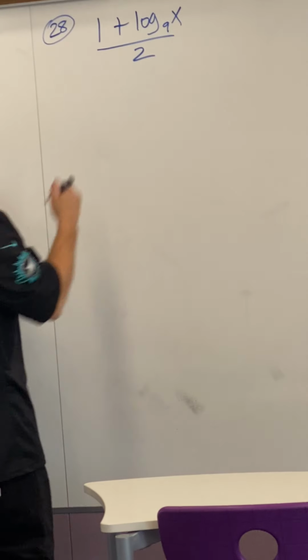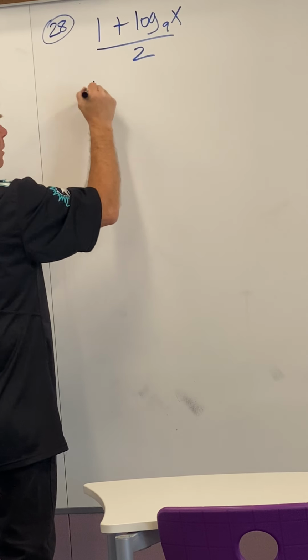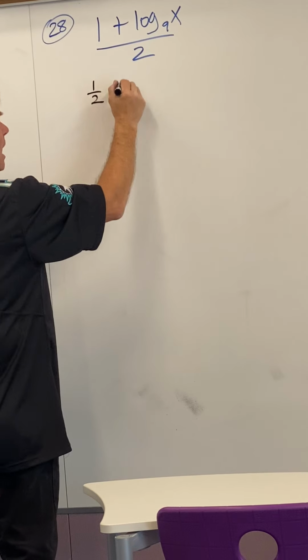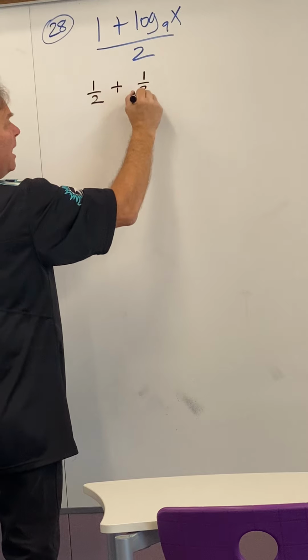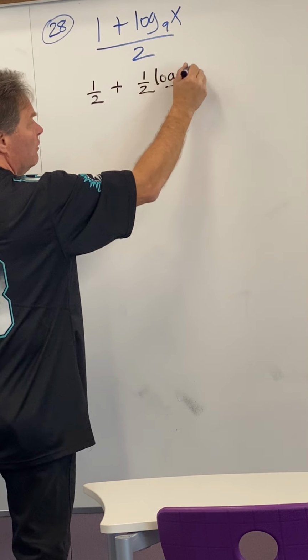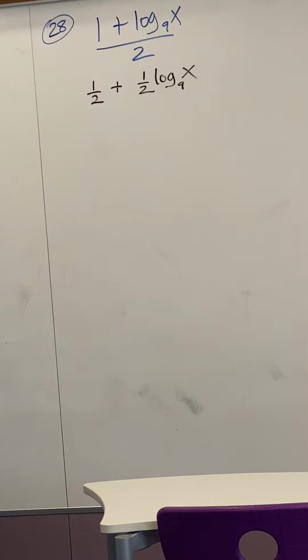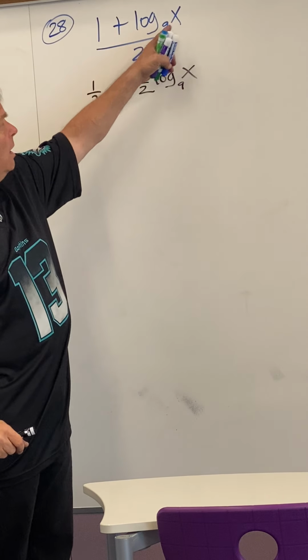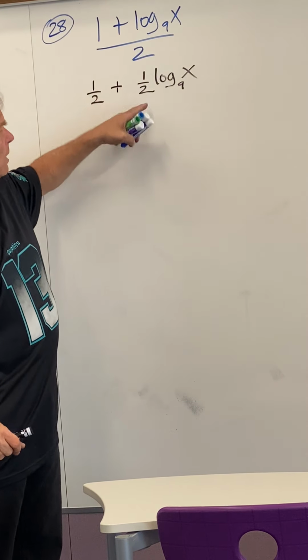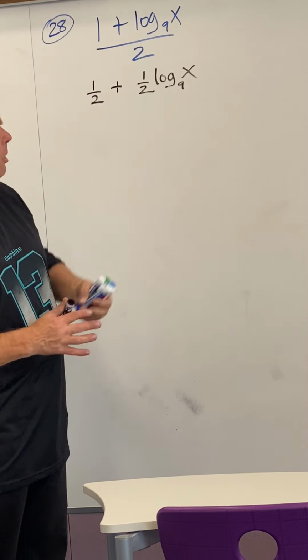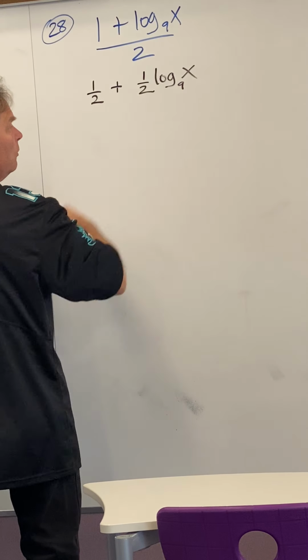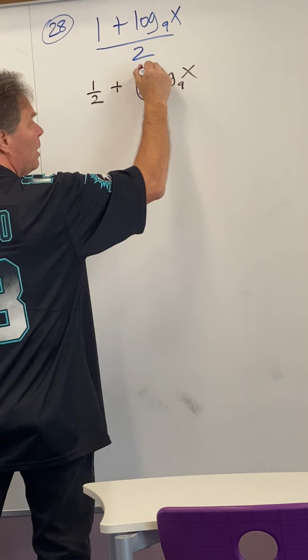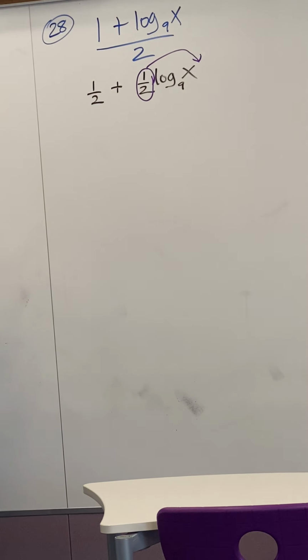I would split this up into 1/2, which is just a number, plus, now you could call this log base 9 of x over 2, or you could call it 1/2 log base 9 of x. That's probably the easiest way to do this, right? Dividing by 2 is the same thing as multiplying by half. I'm calling it 1/2 times log base 9 of x instead of log base 9 of x over 2 because then I can pump this half up as the exponent right there. And then what happens to this half though?